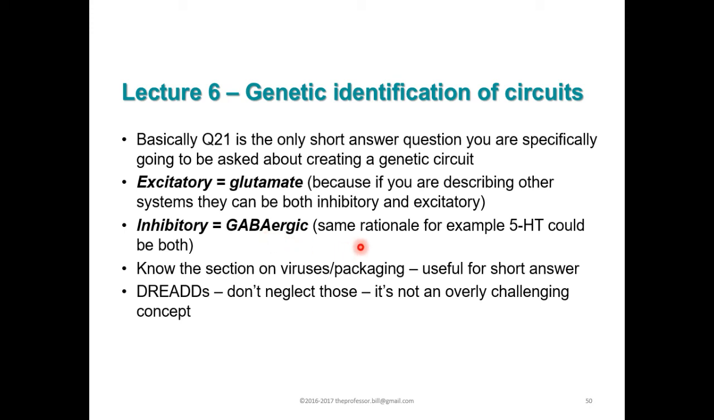So use these if there's no other instructions given to you. I could, for example, argue that 5-HT is inhibitory. Absolutely true. In some neurons, serotonin is inhibitory, but in other neurons, serotonin is excitatory. GABA is always inhibitory. It doesn't matter where you're looking. So for inhibitory, I would strongly recommend using GABA. And again, think a little bit about the different viruses and packaging.